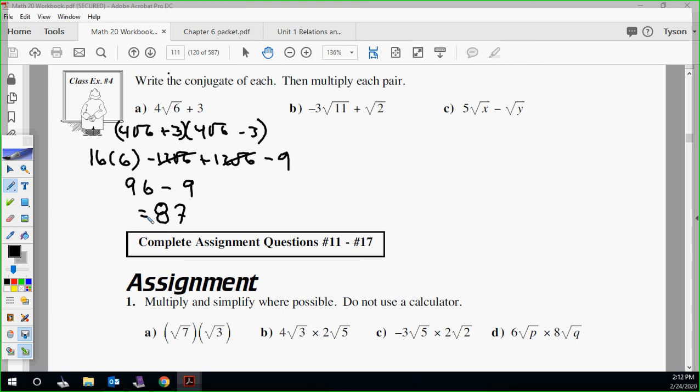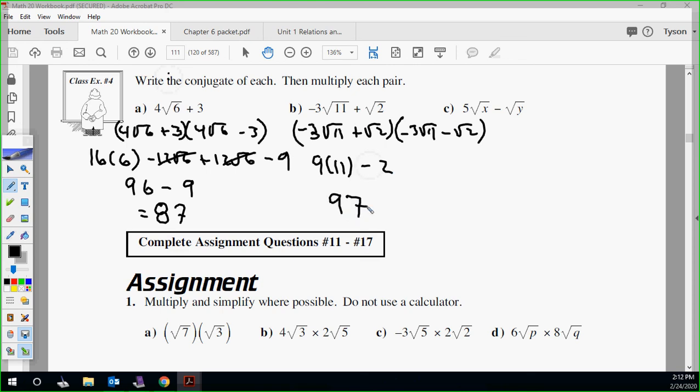Now don't be psyched out by the negative there. We're just going to focus on them being the opposite, which just makes this negative 3 root 11 minus root 2. We don't change both signs. It's only the middle. Okay? It's only the middle. So negative 3 times root 11, that's going to be 9 times 11. Again, the middle is going to cancel, so I'm not going to do that. Root 2 times negative root 2 is just minus 2. We're looking at 97 for part B.